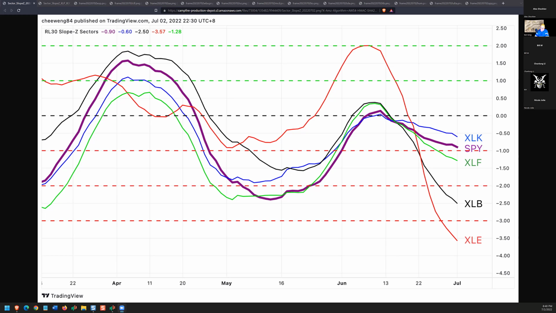It's a weekend swing trade framing, and looking at our sectors. Here we go. All right, let's start with Chi Weng Chong's RL30 slope, the Z-score of the sectors.